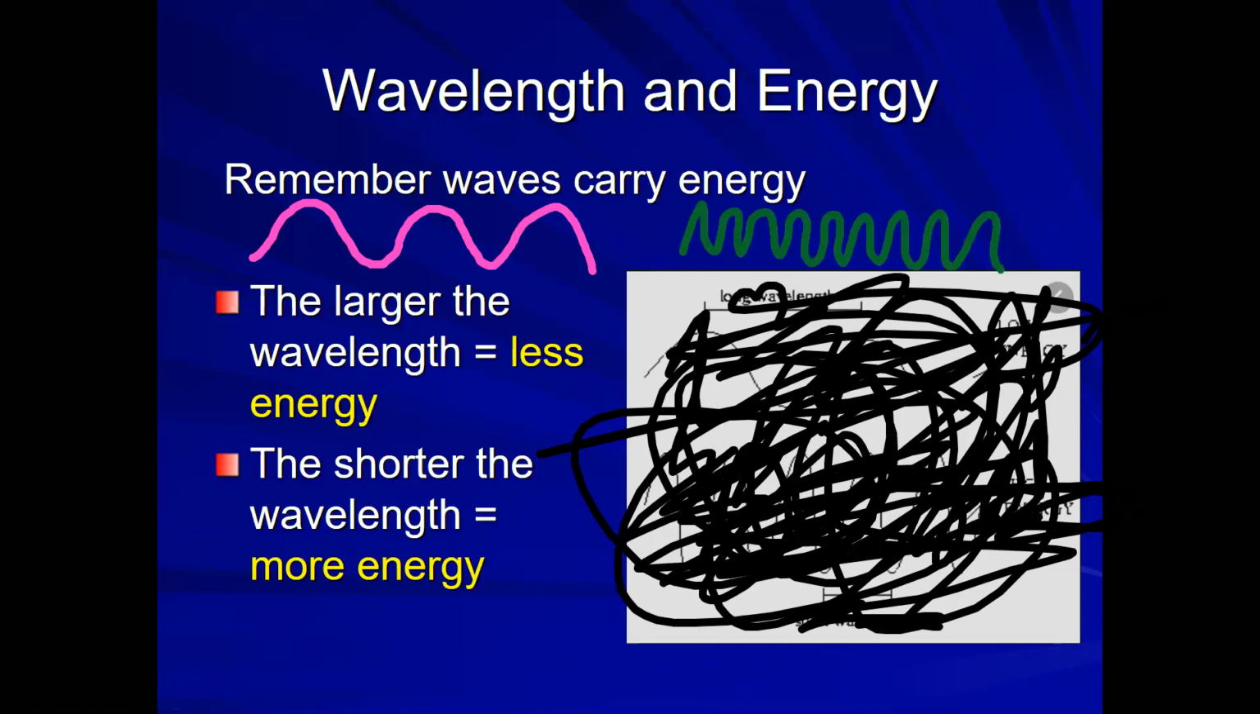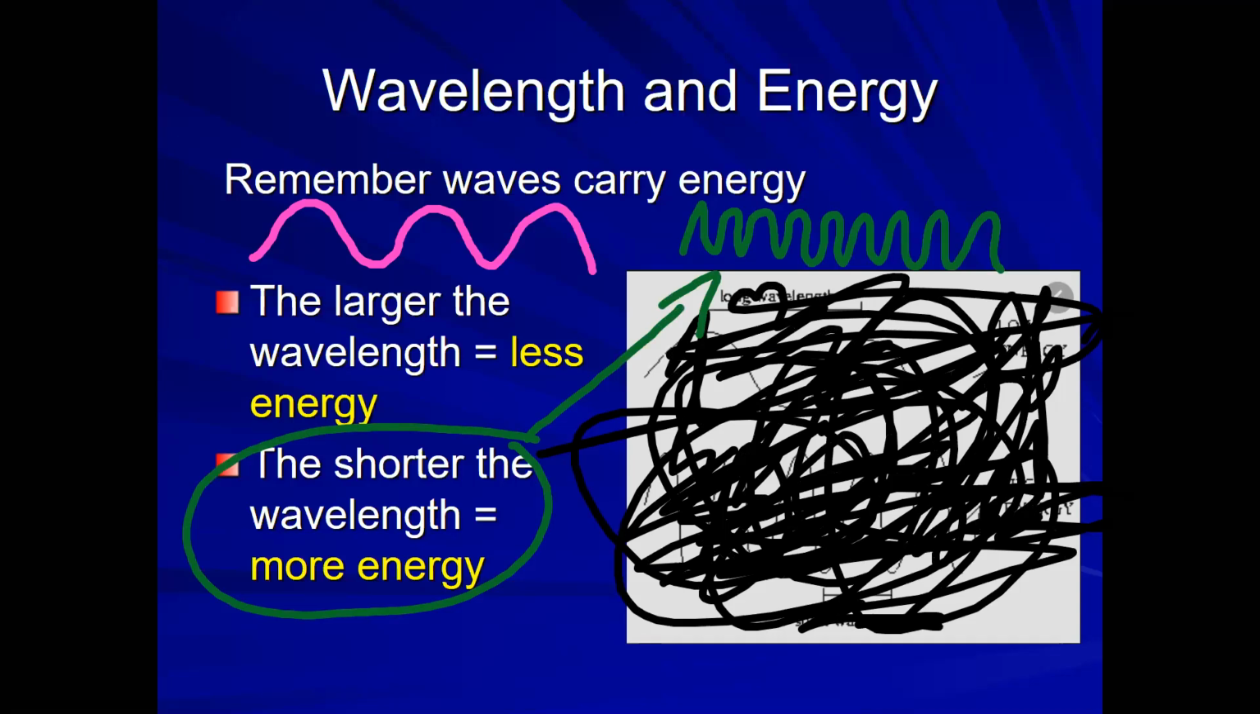Just based off of visual, looking at that, which one looks like it has more energy, high energy, high intensity, or which one looks lazy, kind of just like, oh, whatever. Which one looks high energy? The pink one or the green one? Green. Yeah, the green one. So high energy. So look, the shorter the wavelength, the more energy, okay? The shorter the wavelength, the more energy.